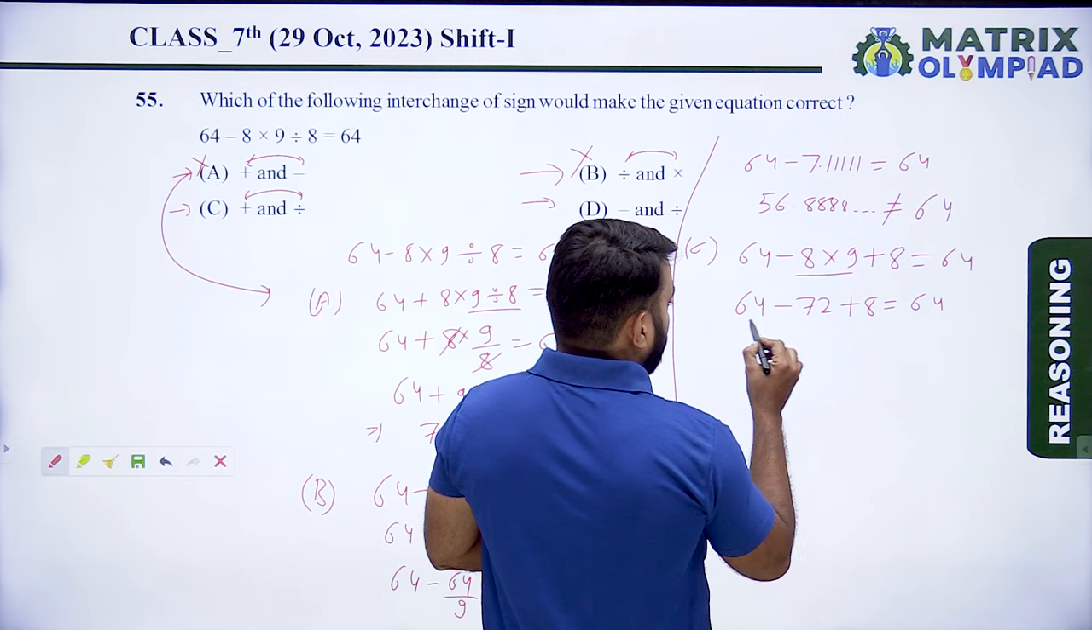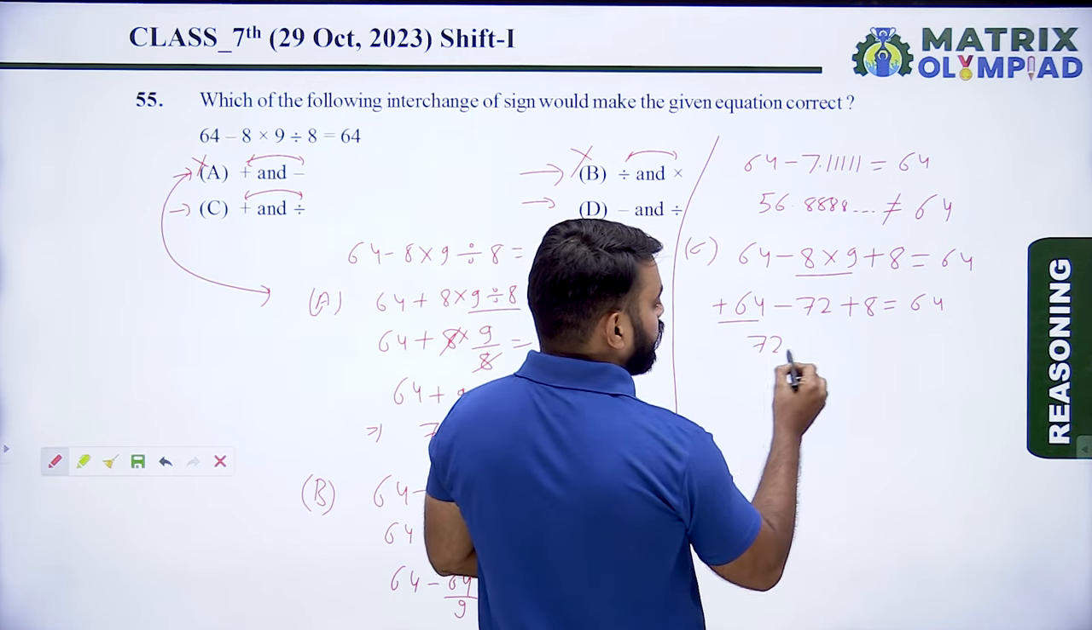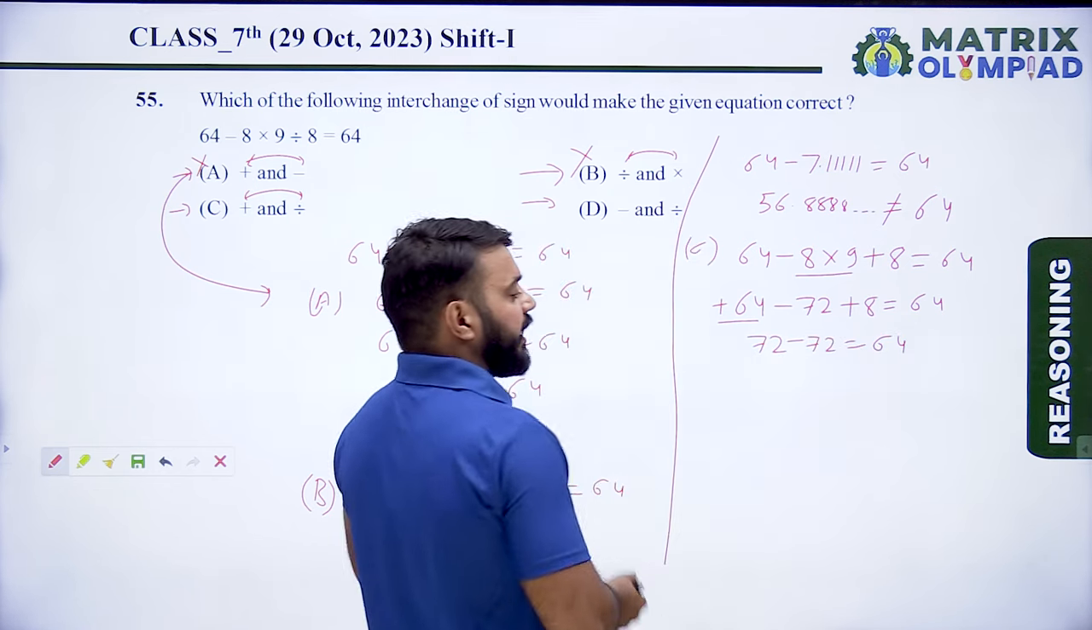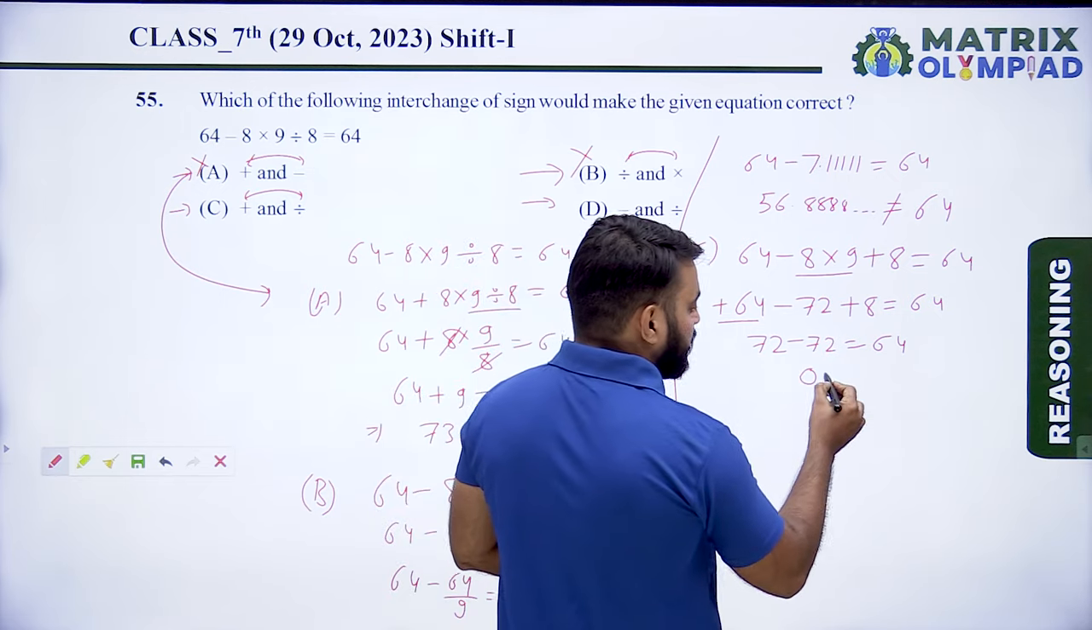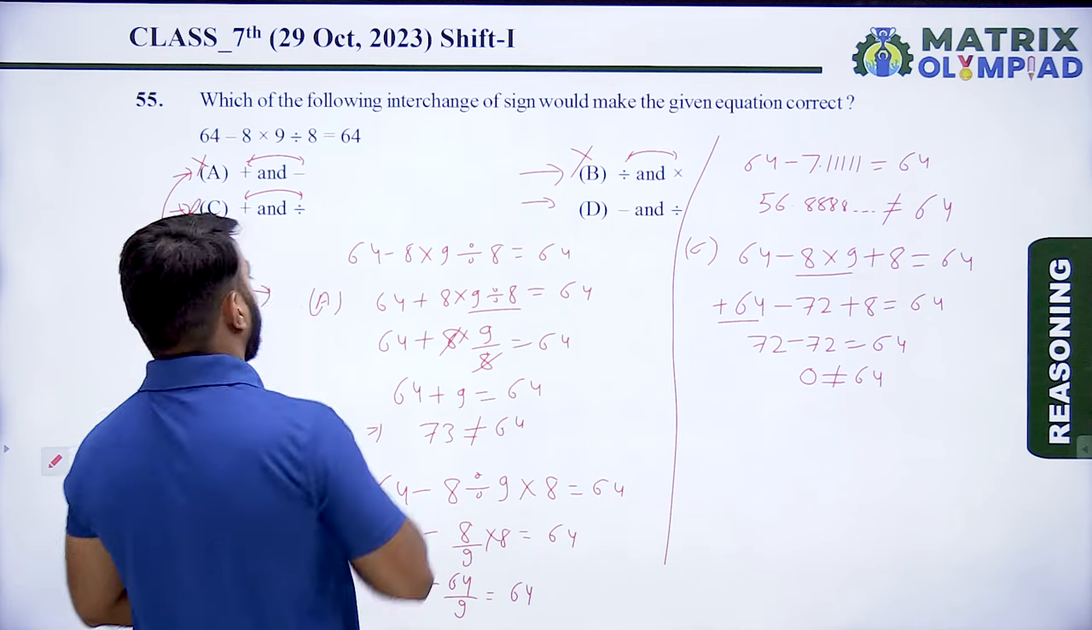So 64 plus 8, it means 72, minus 72 is equals to 64. 72 minus 72, it means 0. 0 never equals to 64. It means option C is also an incorrect option.